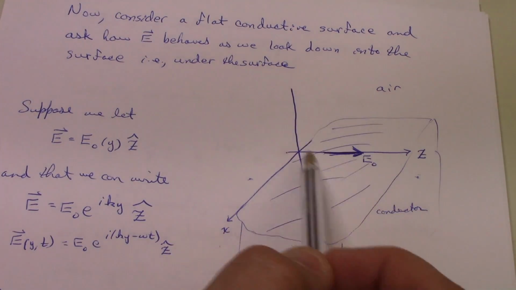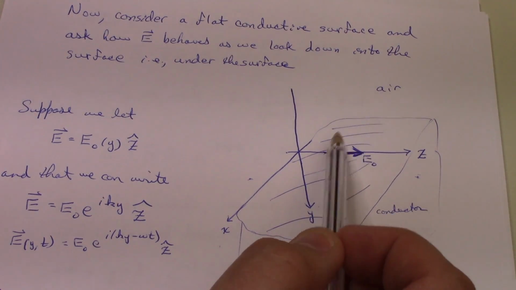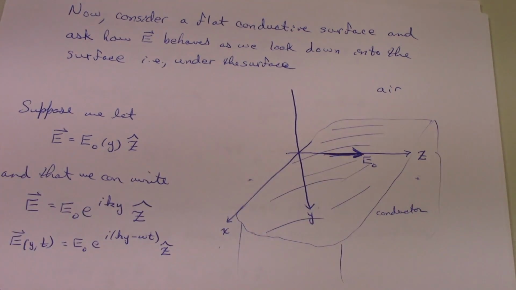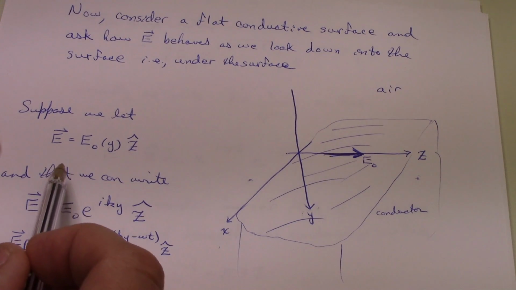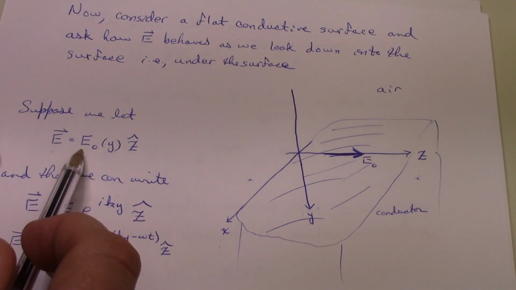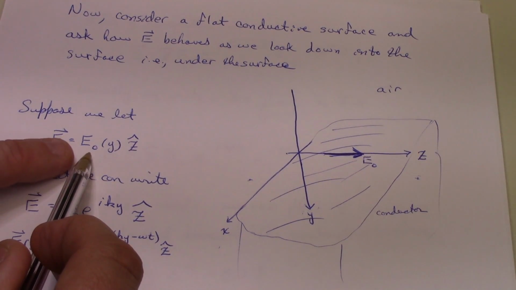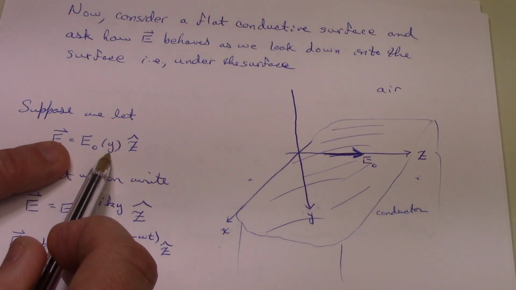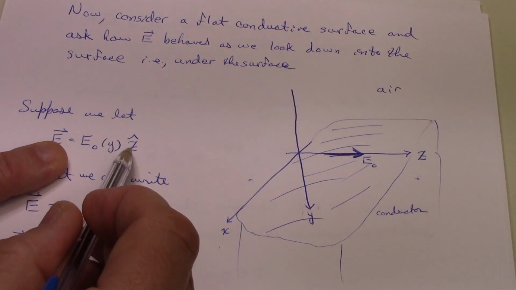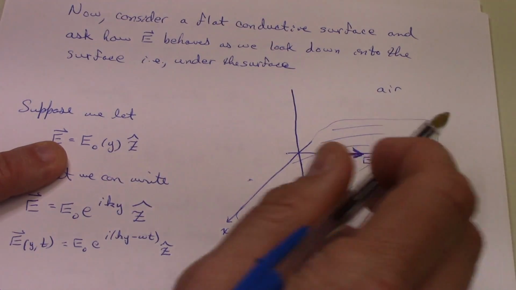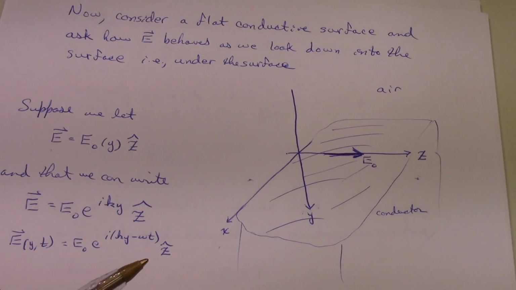And because we have symmetry going in the x direction and in the z direction, the only variation of this field can be down into the y direction. So we're going to write the electric field now as some function E0 that's only a function of y, and the directionality will be given by this unit vector z hat, unit vector in the z direction. Okay?